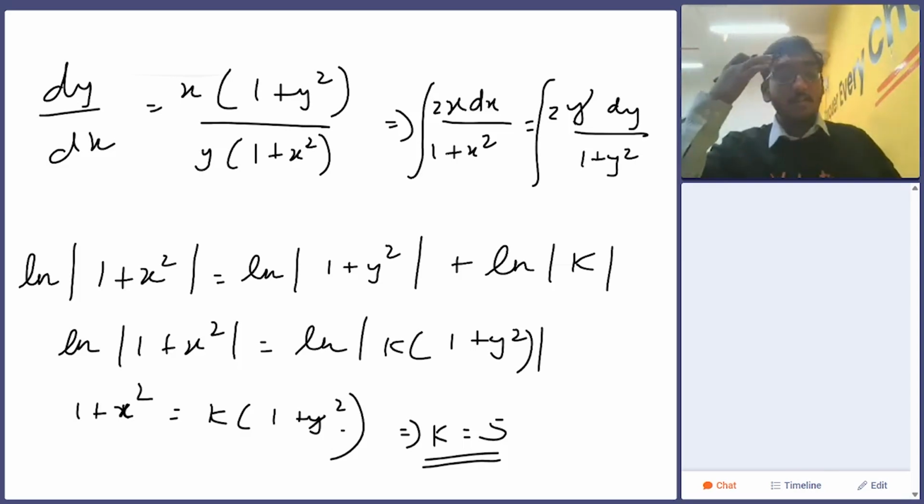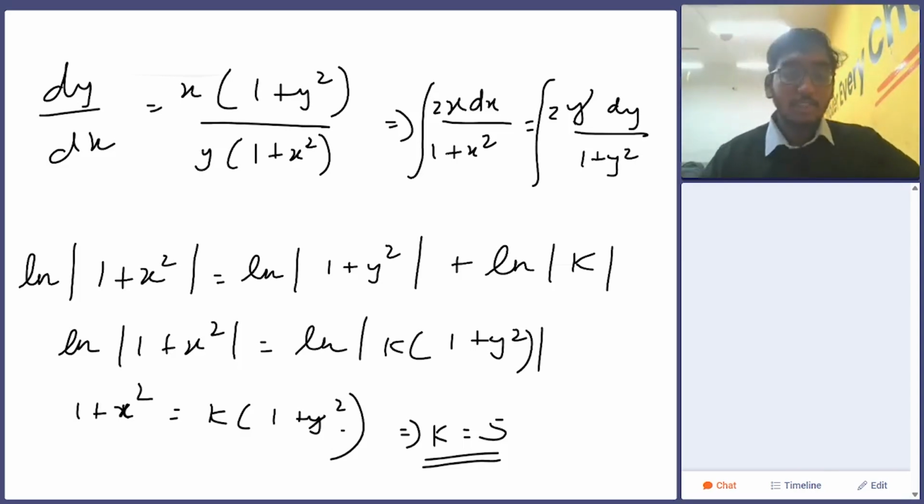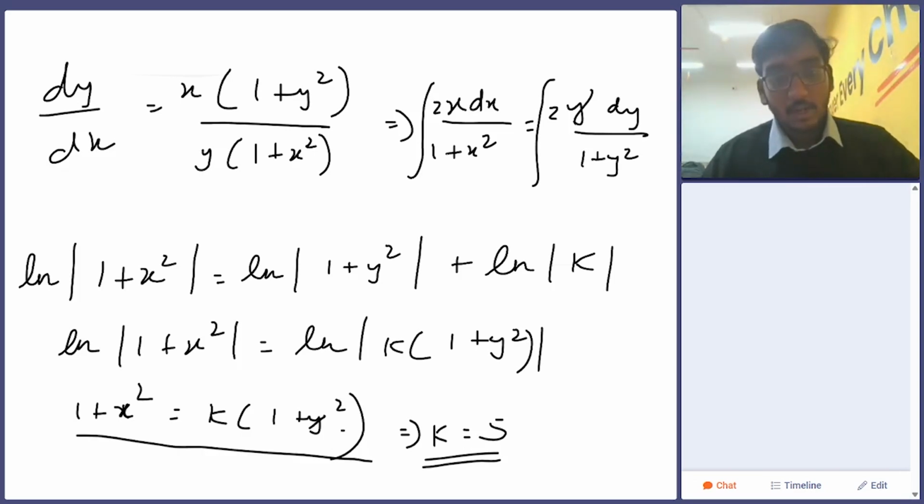That is basically 10 divided by 2. No, it will be 5. So once you find k, you can just write the equation of this particular expression by removing the constant and replacing it with the value of k that you have found. So it will be 1 plus x square equal to 5 plus 5y square.